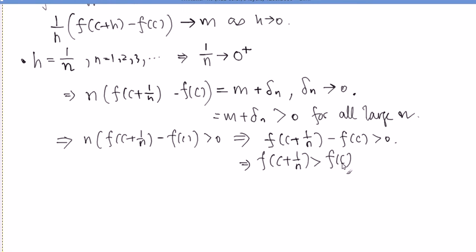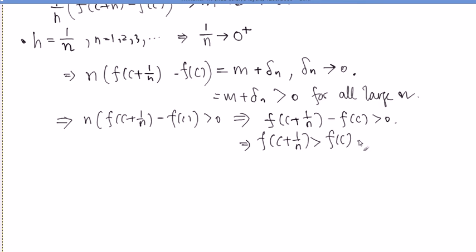Okay, so here I'm going to give you an interpretation of this statement. Here's x equals c, right? Where is c plus 1 over n? To the right or left? To the right, this is where c plus 1 over n is. And as we increase n, c plus 1 over n is going to be very, very close to c, right? The f of c value is right here.